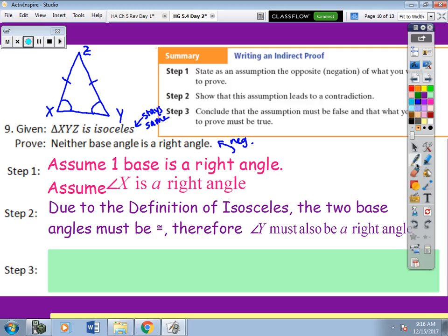This is actually the isosceles triangle theorem. Let me fix this. Definition of isosceles is two congruent sides. So due to the isosceles triangle theorem, the two base angles must be congruent. Therefore, angle Y must also be a right angle.